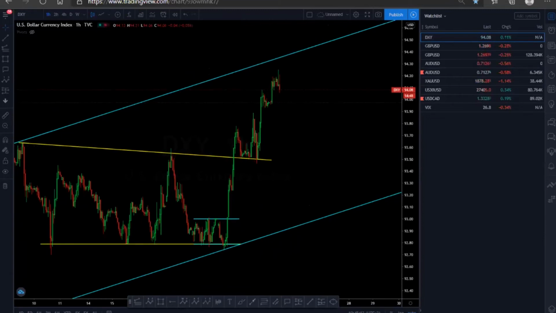If it goes against me, fine and good, I'll take my loss. And because I'm really going against the trend, remember we're looking at dollar strength. There's a lot of dollar strength across the board.